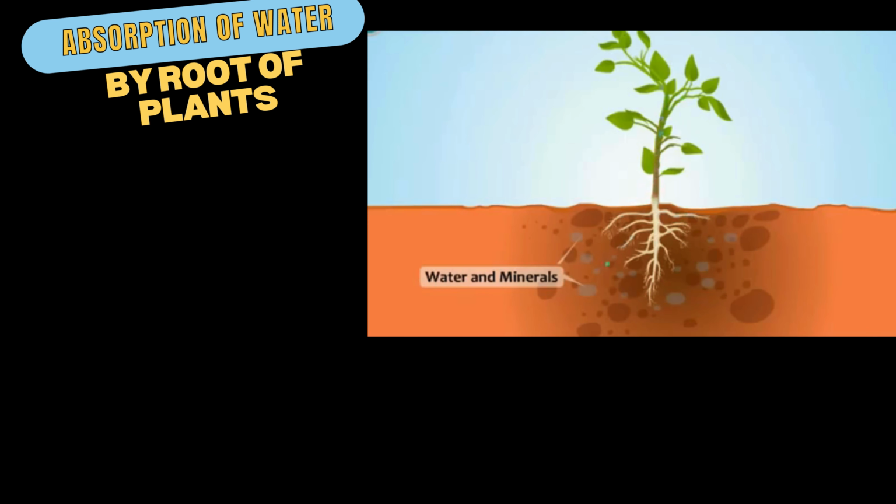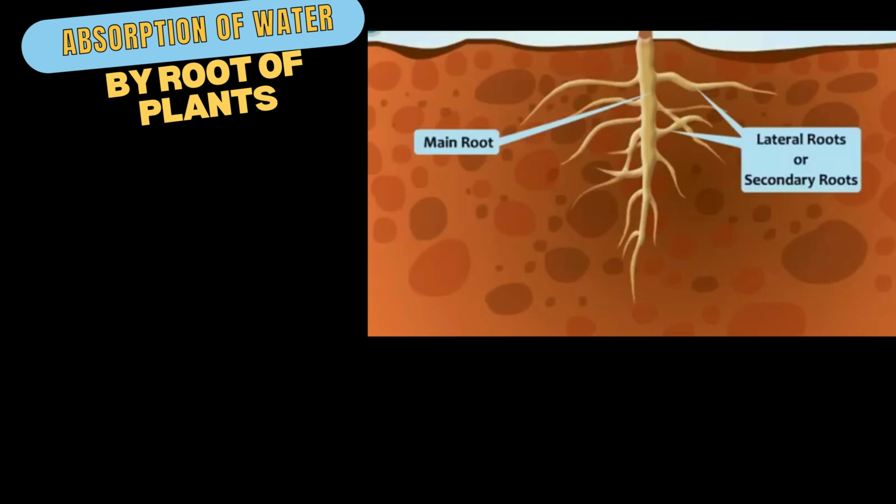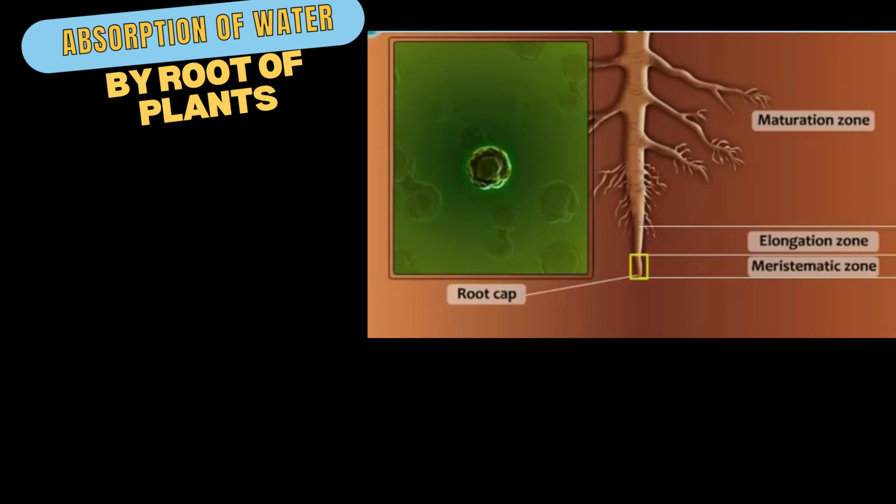Absorption of water by the roots. The root of a plant is very suited both anatomically and physiologically to absorb water and mineral salts from the soil. Morphologically, the root system consists of the main roots, the lateral roots or secondary roots, and the root hairs or tertiary roots. Anatomically, the root consists of the root cap, meristematic zone, elongation zone, and the maturation zone.